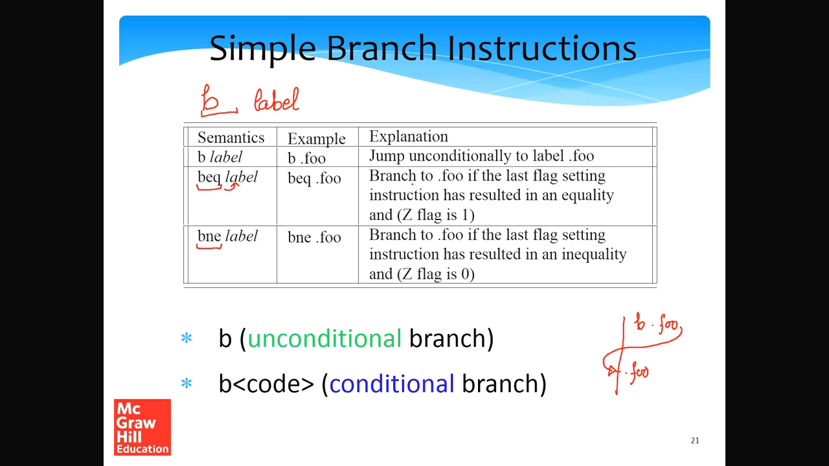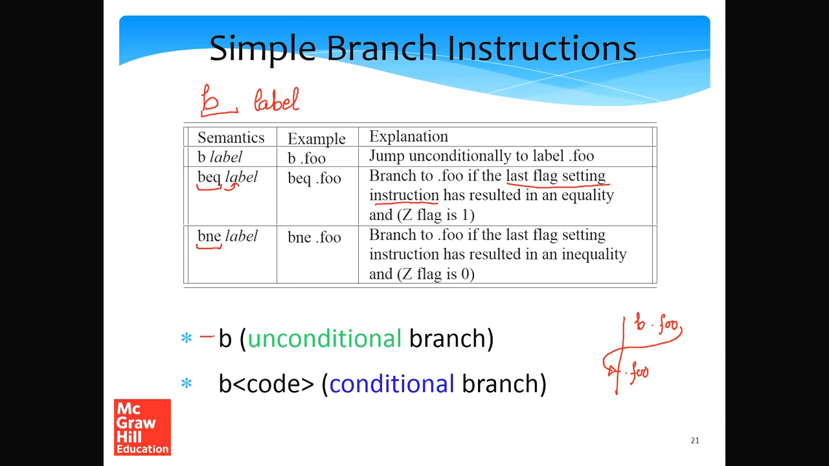So the explanation is that we branch to .foo if the last flag setting instruction, and mind you this is one phrase, flag setting instruction, has resulted in an equality, and this will show up in the Z flag being equal to 1. Similarly, we have branch not equal, which is just the opposite of branch if equal, where the Z flag is equal to 0.